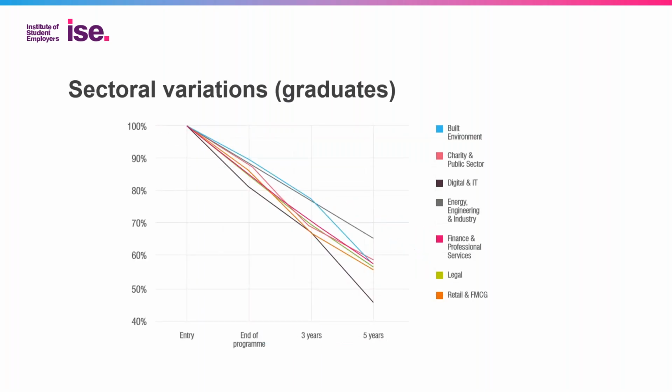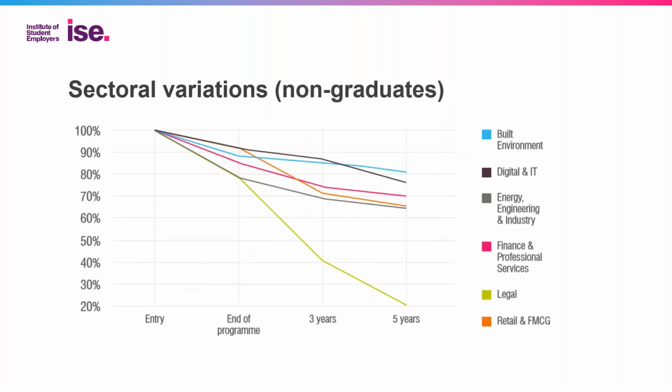If we break that down by sector, we can see that there aren't really radical differences in terms of levels of retention, but actually energy, engineering, and industry is scoring pretty high. People are pretty loyal to that sector. Built environment, not quite so much. So there's some issues there, but broadly, most of the sectors are clustered in a similar place. The same is really true for non-graduates. We've got a slightly strange outlier in the legal sector, which I'm a little bit cautious about that figure, but in general, we can see similar patterns. In this sector, built environment is coming out top, and energy, engineering, and industry a bit lower down.